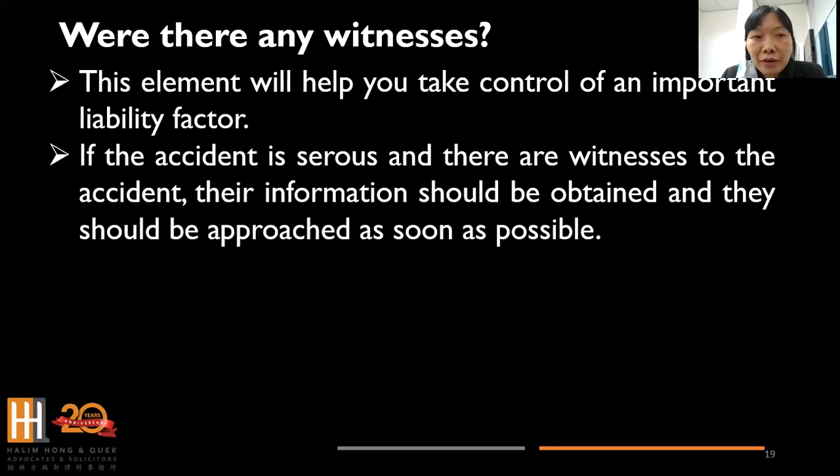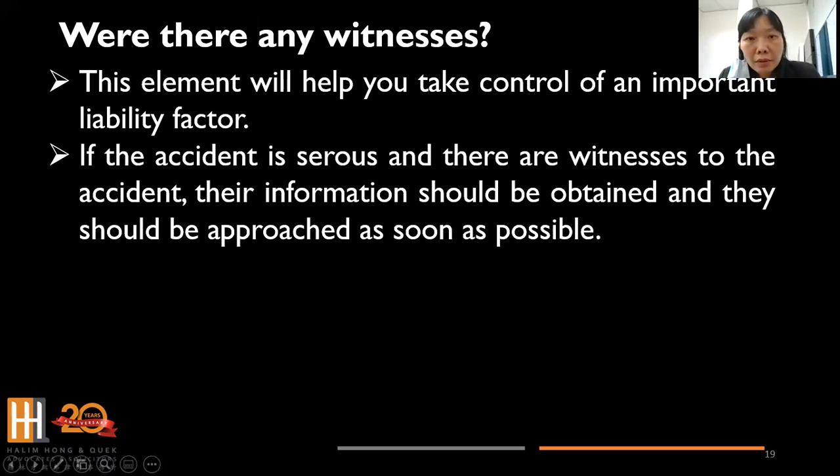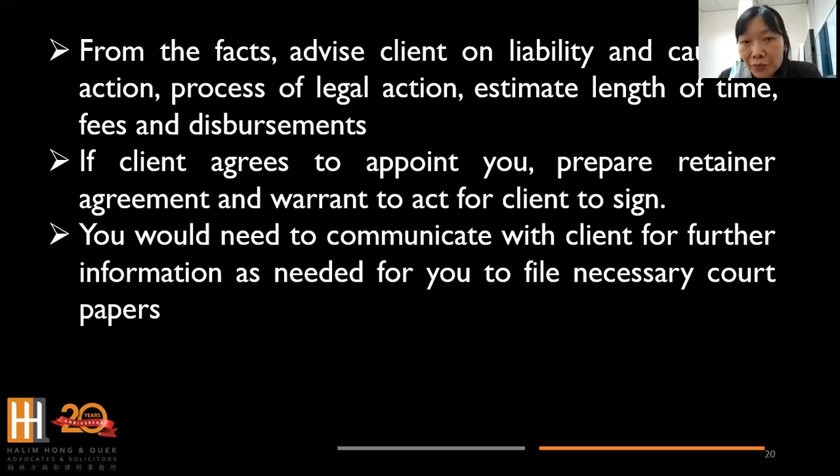So this one is also very important. Were there any witnesses? Let's say in a car accident, at that time there are witnesses there. This will help you take control of the important issue of liability, which you need to establish. If the accident is serious and there are witnesses to the accident, you will want to quickly get hold of those witnesses, and see whether they are willing to testify for you.